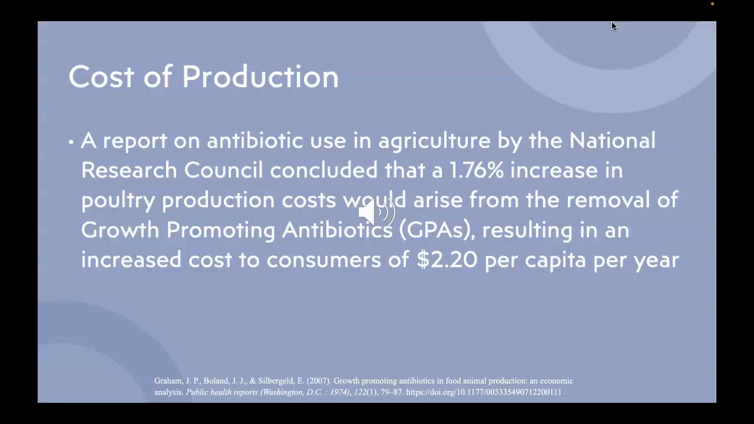Cost of production is something that many of these companies look at as a deciding factor of whether they should remove these growth hormone antibiotics. A report on antibiotic use in agriculture by the National Research Council concluded that a 1.76% increase in poultry production costs would arise from the removal of these antibiotics. And this would also result in an increased cost to consumers of about $2.20 per capita per year.